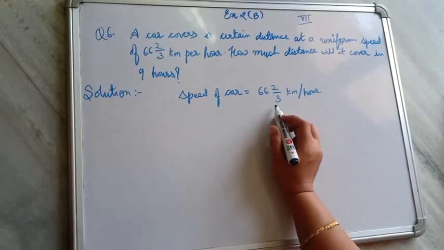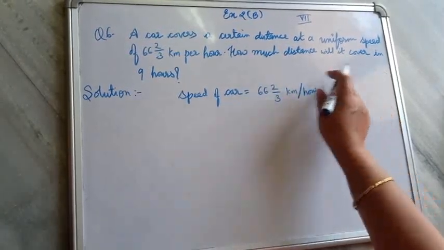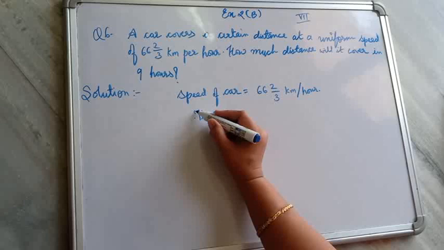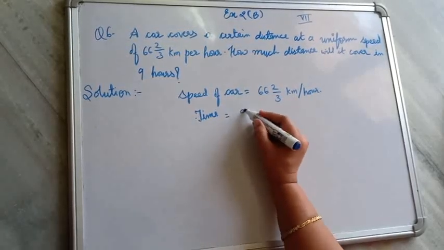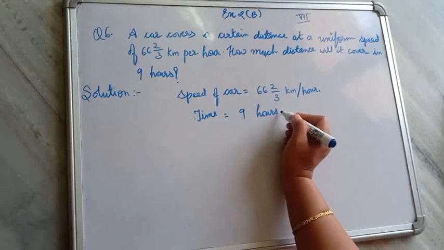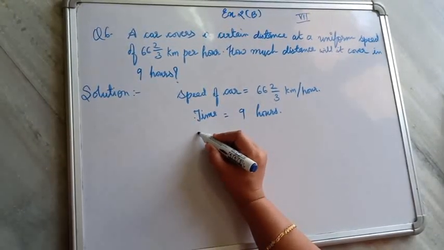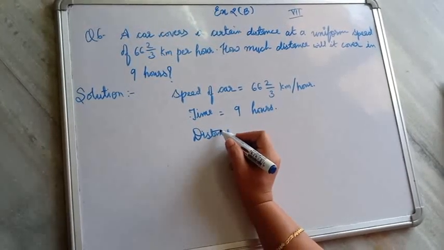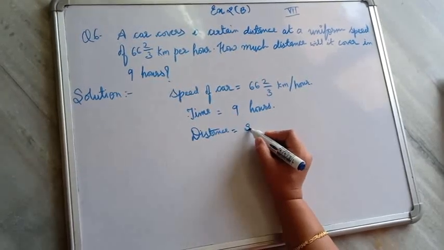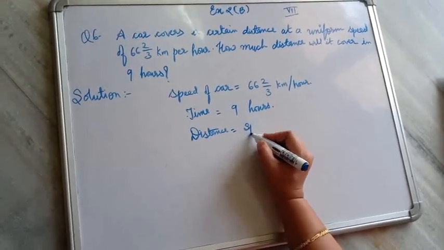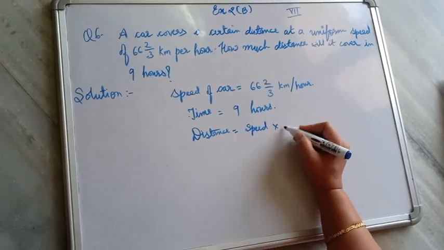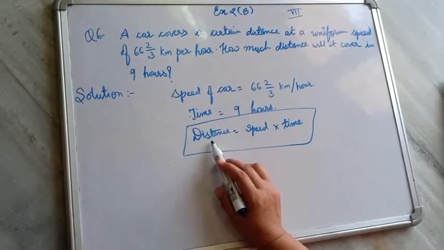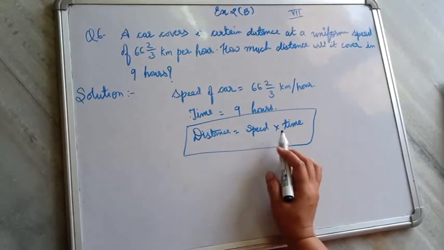Okay, this is the speed. How much distance will it cover in 9 hours? So time is given to us. Time is equals to 9 hours. As you know that distance is equals to speed into time. This is the formula which you have studied in science also, that if you want to calculate distance, then the formula will be speed into time.